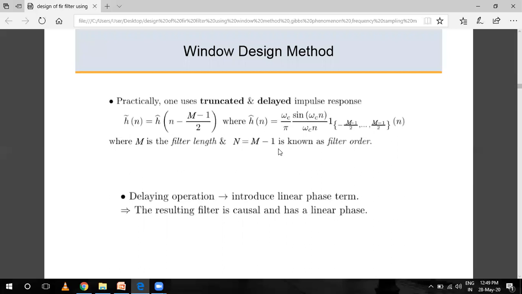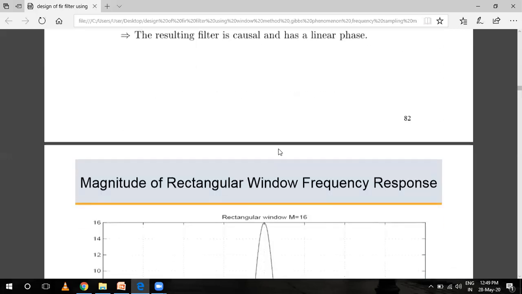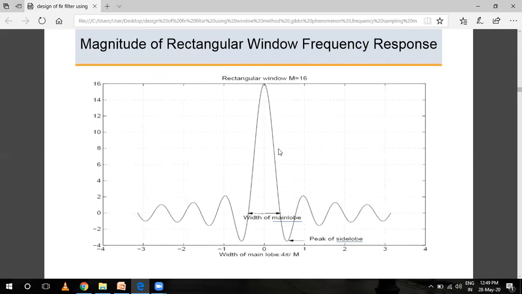Now come to the window design method. Practically one uses a truncated and delayed impulse response. So ĥ(n) is h(n − (M−1)/2), where h(n) is that sinc function, M is the filter length, and N = M−1 is the filter order. The delaying operation introduces a linear phase term, and the resulting filter is causal and has a linear phase. So the magnitude of the rectangular window frequency response is like that.